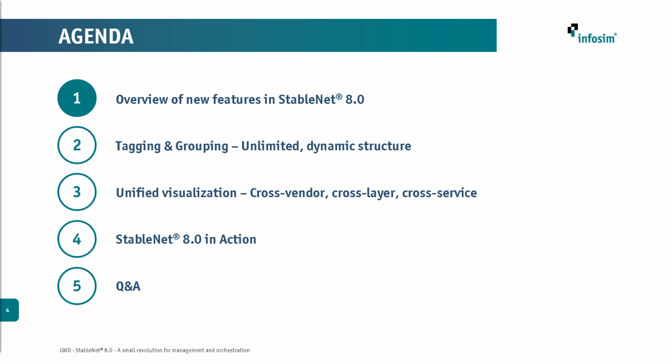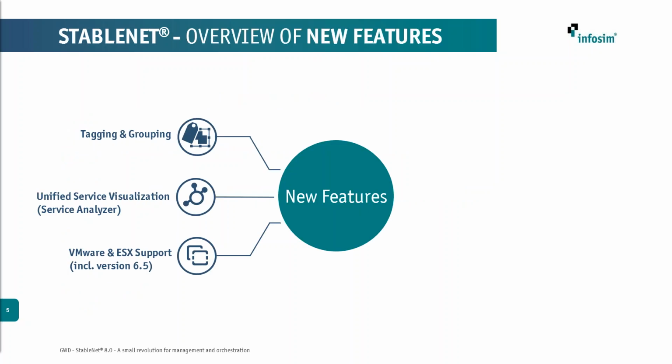So let us start directly with a quick overview of new features in STABLENET. In STABLENET we have several new features, first of all starting with the features that I will explain later on in this talk, tagging and grouping, as well as the unified service visualization. Besides that, we also extended our VMware and ESX support. In particular, we are including the newest version of ESX in the VMware 6.5, as well as several improvements for further improved scalability in large installations.